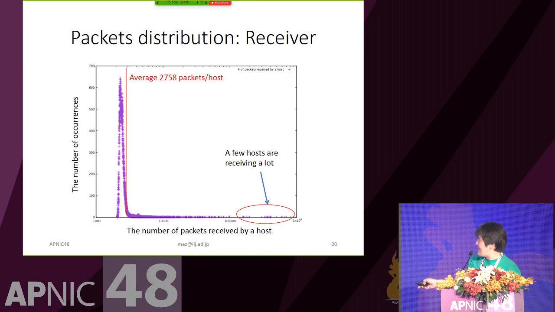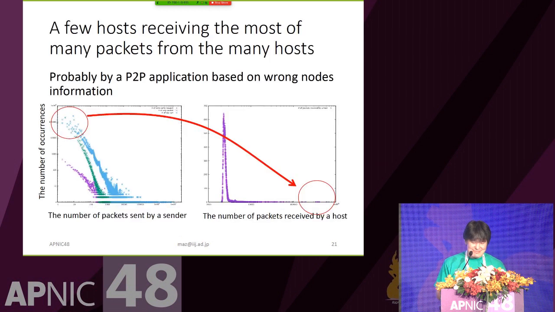But a few hosts are receiving a lot here, right? This is a log scale. So a few hosts are receiving a lot because of the peer-to-peer wrong node information. As I said, many hosts are sending a few packets toward a particular host in your network based on the wrong node information. That causes this interesting distribution.